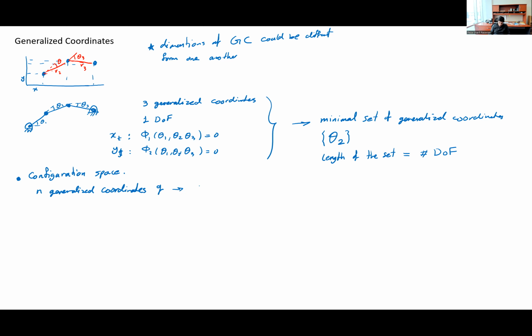So maybe in the example of the 4-bar mechanism, I have theta 1, theta 2, theta 3. This is my configuration space, config space. And any point theta 1, theta 2, theta 3 is a point in that space.